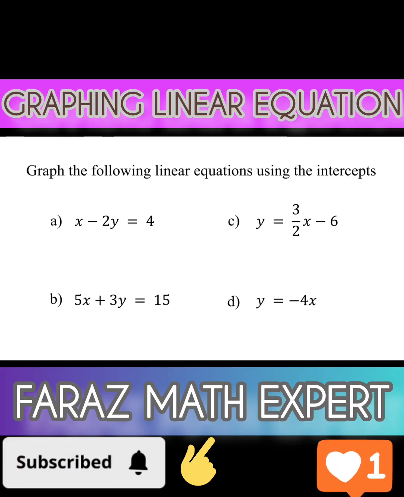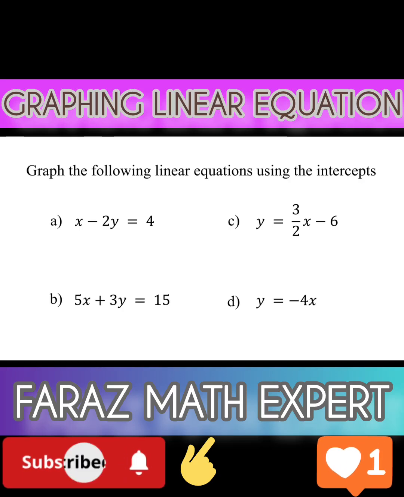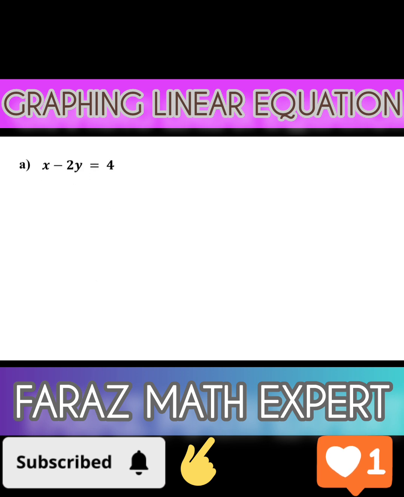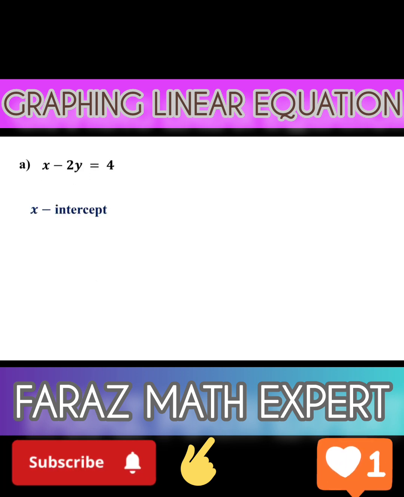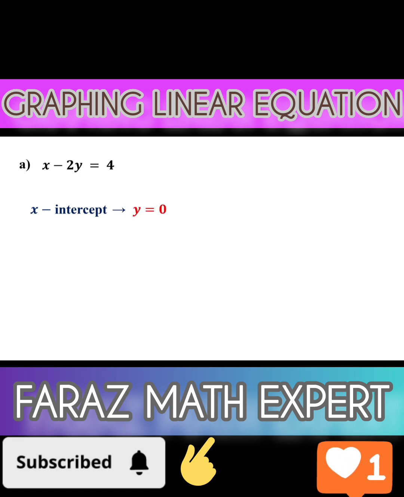In this lesson, you will learn how to graph a linear equation using the x and y intercepts. Let's start by finding the intercepts. The x-intercept is the point where the graph crosses the x-axis. At this point, the value of y is 0. So, set y to 0 and solve for x.